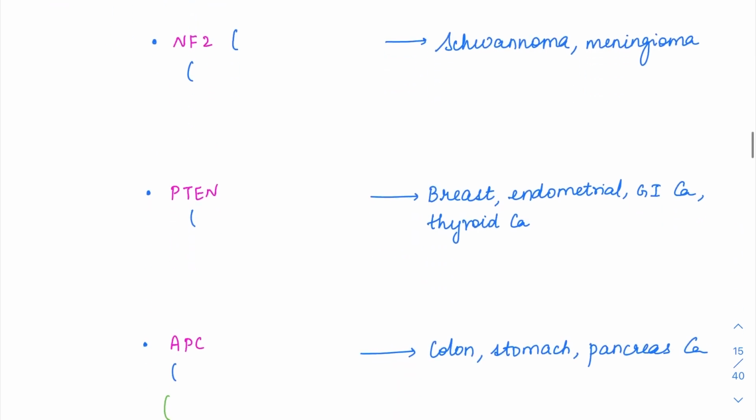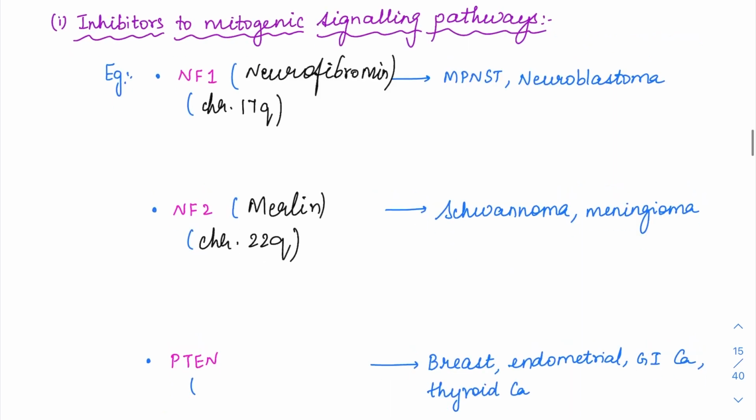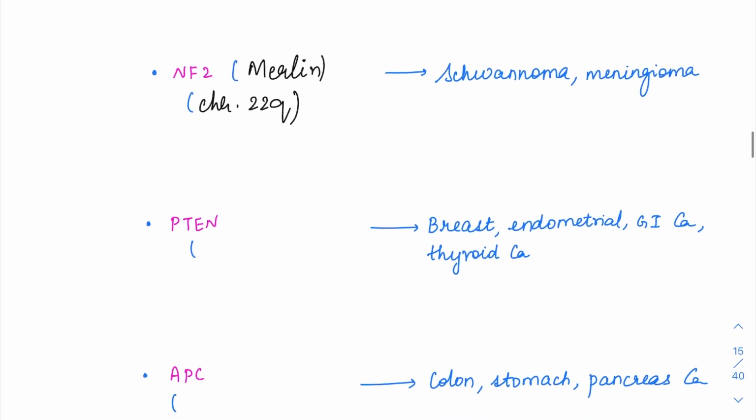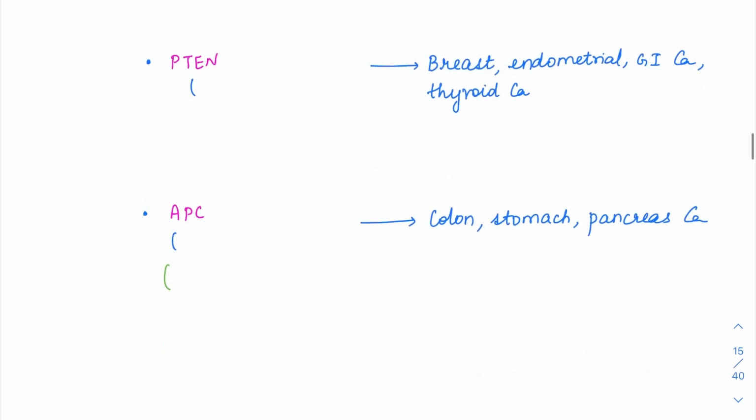Then the NF2 gene, which is also called the Merlin gene, is present on chromosome 22q, and both NF1 and NF2 are going to be related with the neurofibromatosis syndrome. And here NF2 is associated with schwannomas and meningiomas. Now the third gene will be the PTEN gene. It is going to be present on chromosome 10. So 10 for 10. Okay.